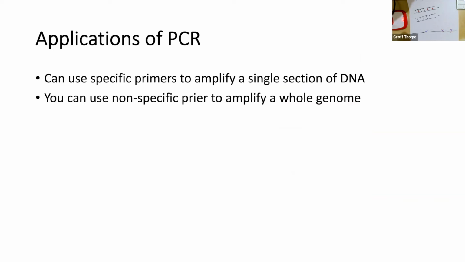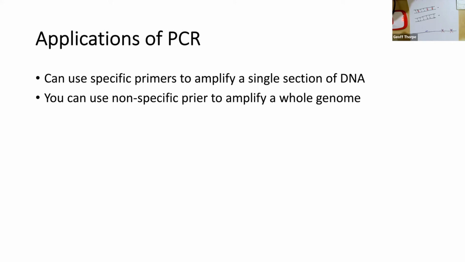So what would we use PCR for? Well, a couple of things. We can use very specific primers to amplify just one little single section of DNA like we've shown. We could also use shorter non-specific primers, so primers that'll basically bind anywhere and everywhere in the genome to amplify a whole genome.